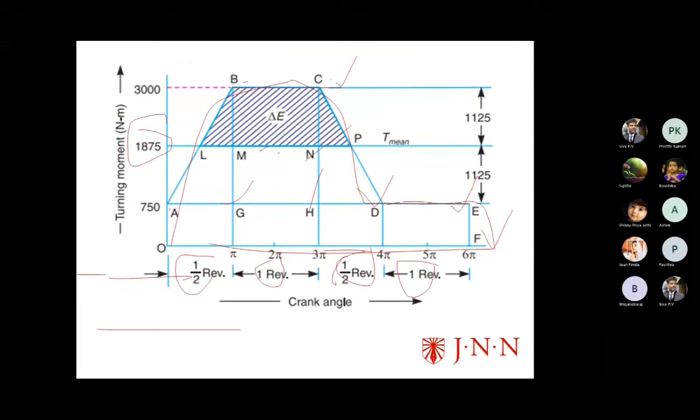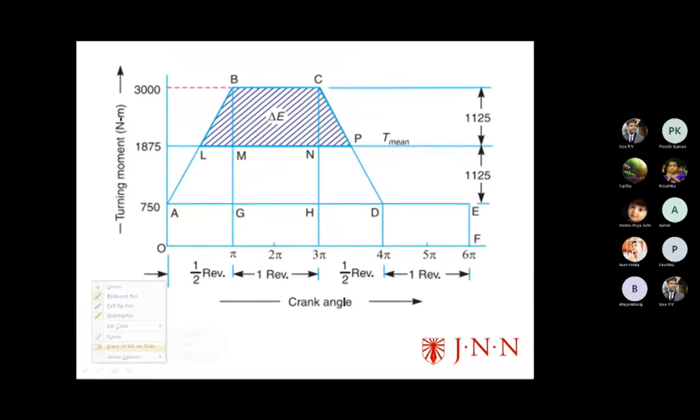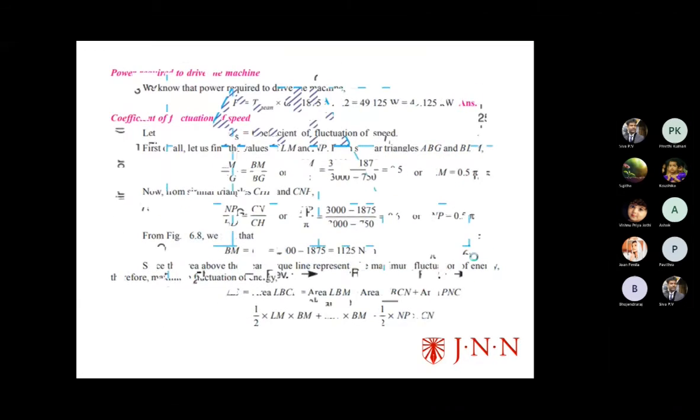OA, EF. So where is O? Look, O, A, E, F. These four are triangular. Now for the rectangular, what is the formula? L into B, right? So L into B. Here B is 750 and L is 65.